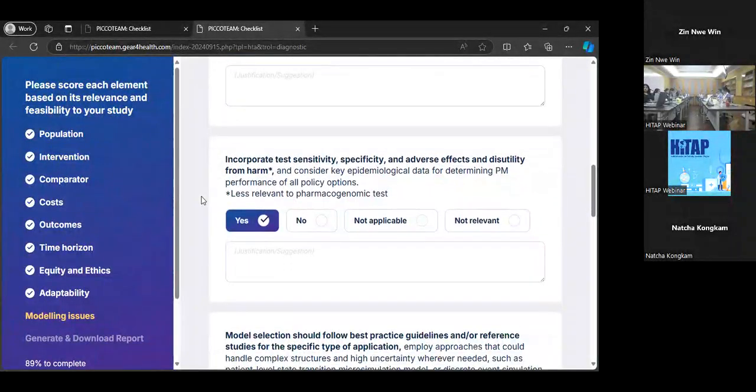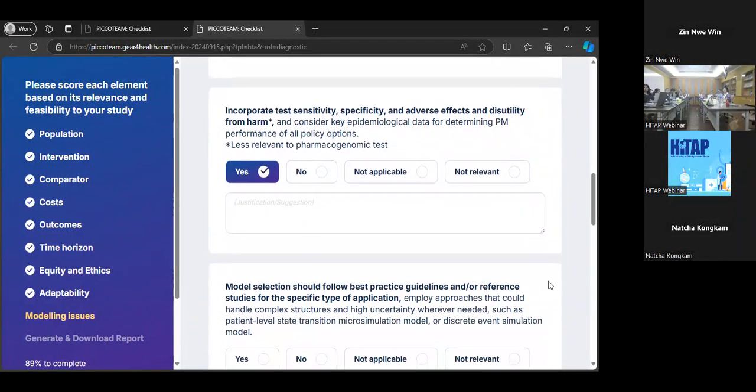Although we would like to remind you that for pharmacogenomic tests, because it's a very complicated issue, in order to simplify the pathways, maybe it would not be very relevant to complicate the model by the test accuracy and many of these items.